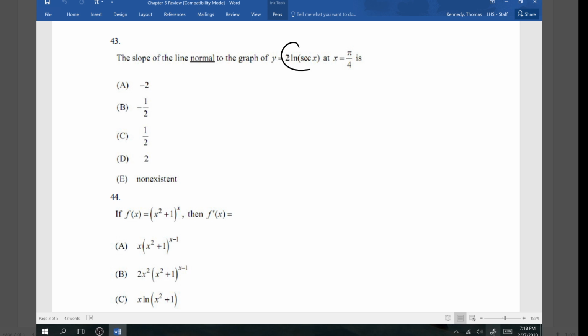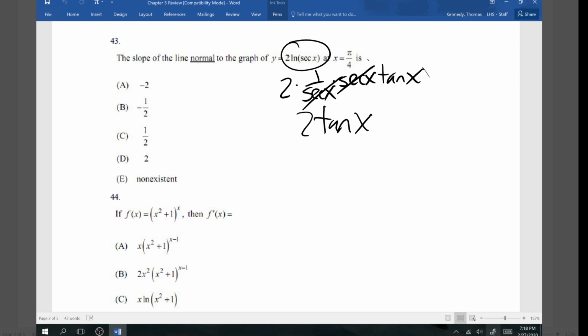So you take a derivative of this, which is 2 times 1 over secant x times secant x tangent x for 1 over and the chain rule part. You could also write this as secant x tangent x over secant x for u prime over u. The secants cancel, so you just get 2 tangent of x. And then you plug in pi over 4. Tangent of pi over 4 is 1, so our slope is 2. And then you just perpendicularize it, which makes it negative 1/2.